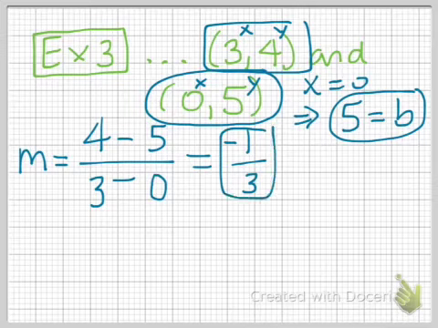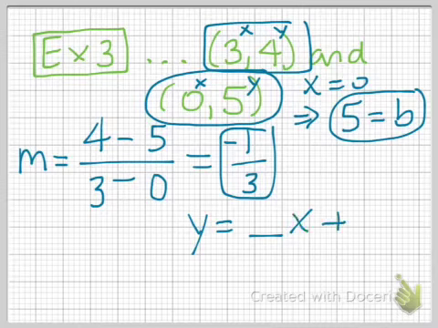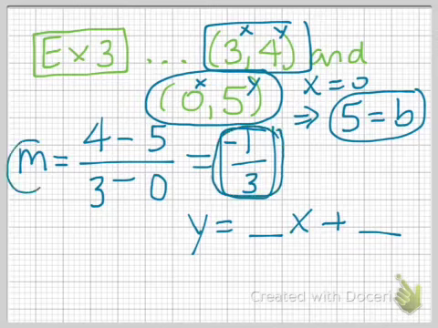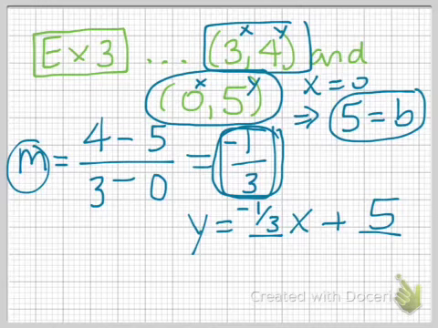Now we're ready to go. We write y equals blank x plus blank, and the number that goes in front of the x is our slope, which was our negative 1/3 that we computed using our formula. So we have negative 1/3 x, and the y-intercept, b, goes in the other blank. So our final pretty answer is y equals negative 1/3 x plus 5.